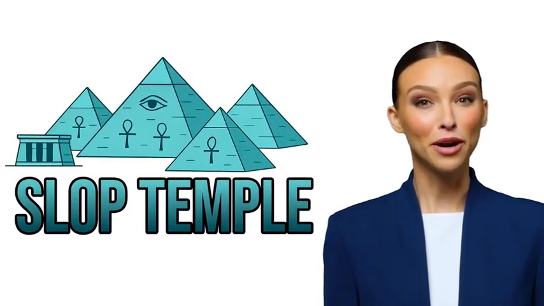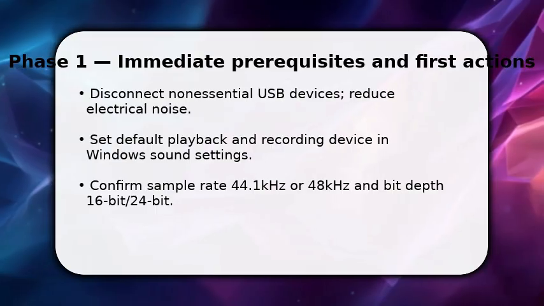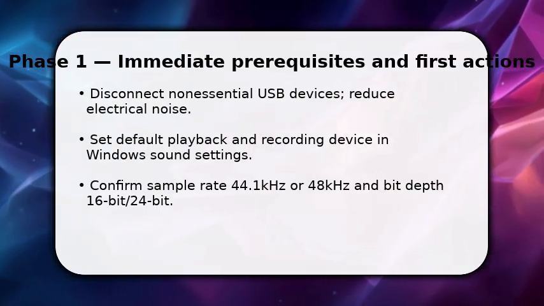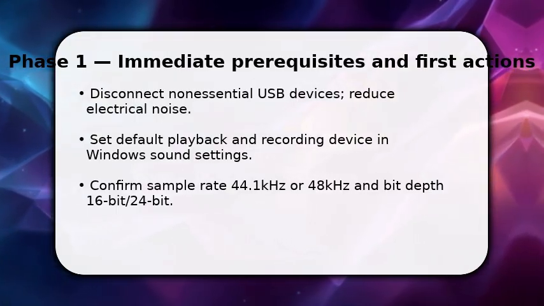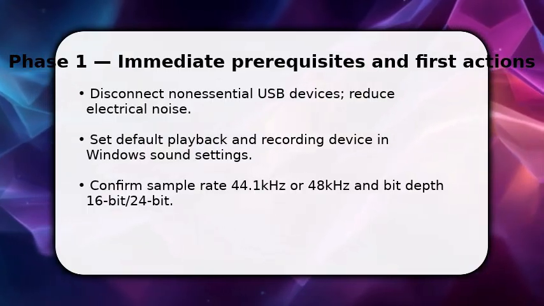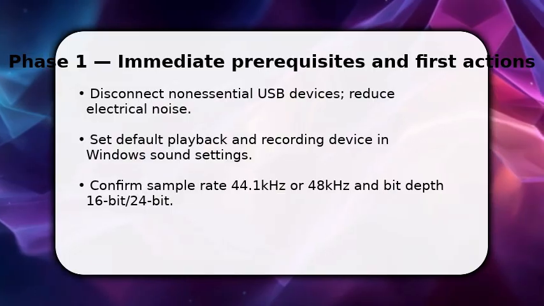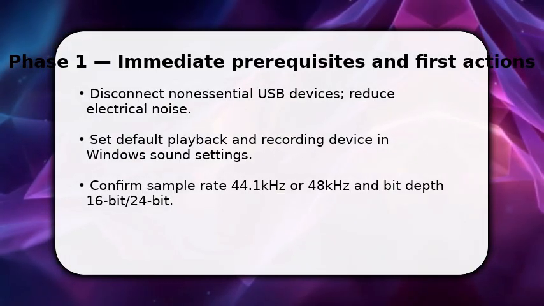We pray this video helps. You start by isolating variables and confirming baseline settings. First, unplug USB hubs, phones, and unused peripherals to reduce interference. This matters. Next, open sound settings and set your USB or sound card as both default playback and recording device, because inconsistent defaults cause routing issues.